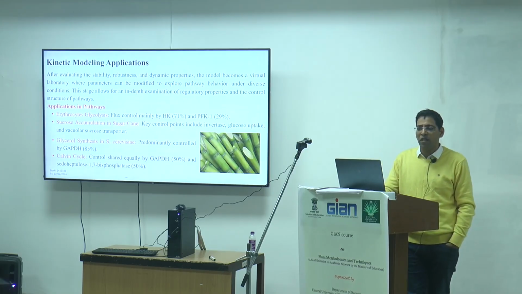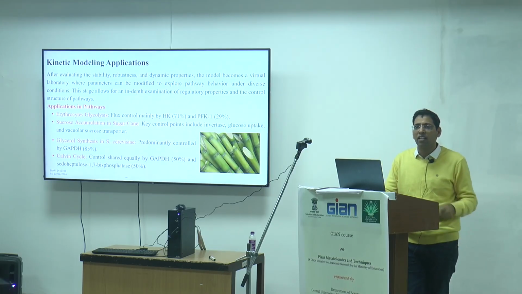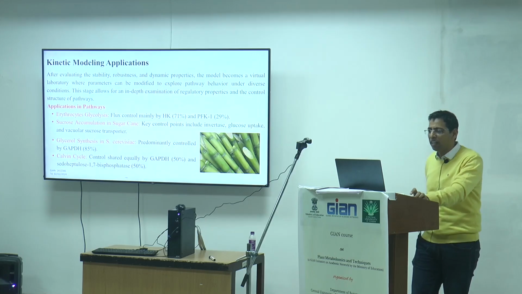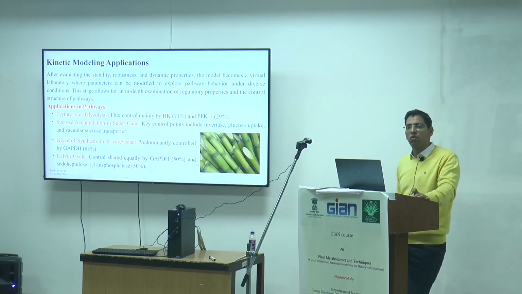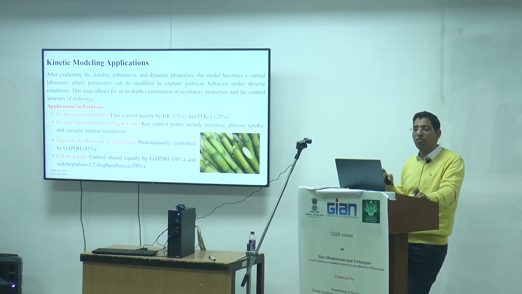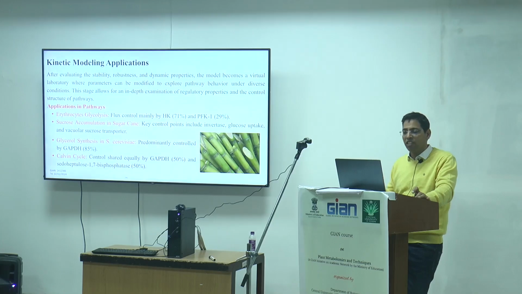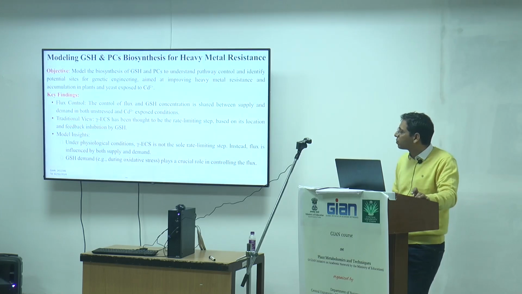Another example is glycerol synthesis in S. cerevisiae. Predominantly it can be controlled by using this particular enzyme up to 85%. And in the Calvin cycle we can go up to 50% inhibition of these two metabolic things. So this kinetic modeling is giving us the target which we have to manipulate.